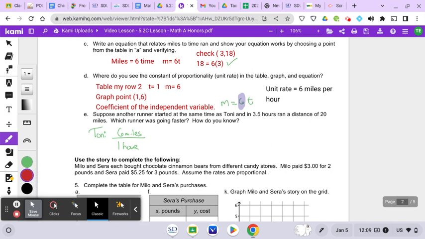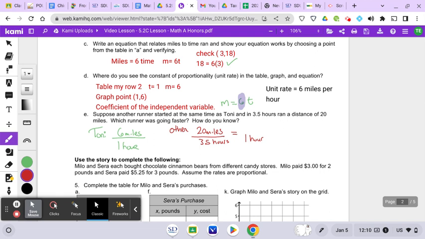And the other person is going, let's go the same way, 20 miles in 3.5 hours. I want to get a unit rate. So I want to know what is that in 1 hour. So I know to get from 3.5 to 1, I have to divide by 3.5. So up here on the 20, I have to divide by 3.5. So I know how fast they're going.